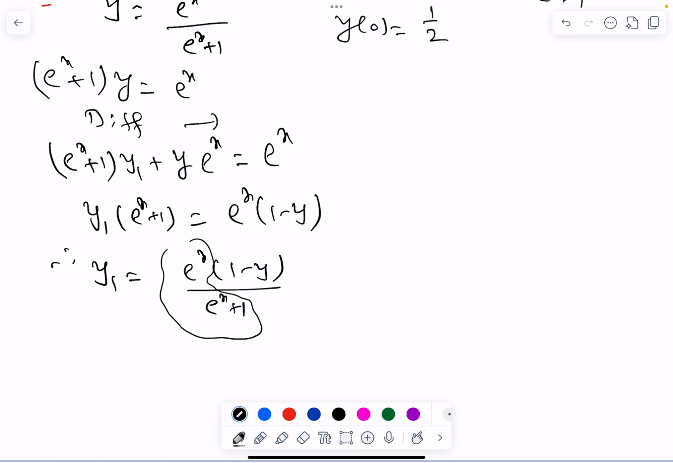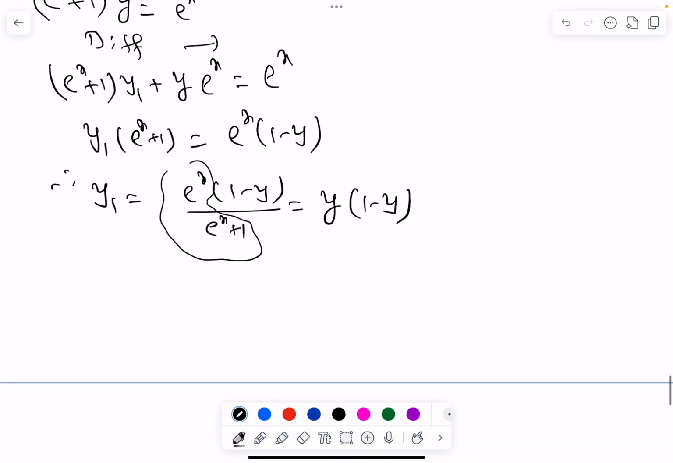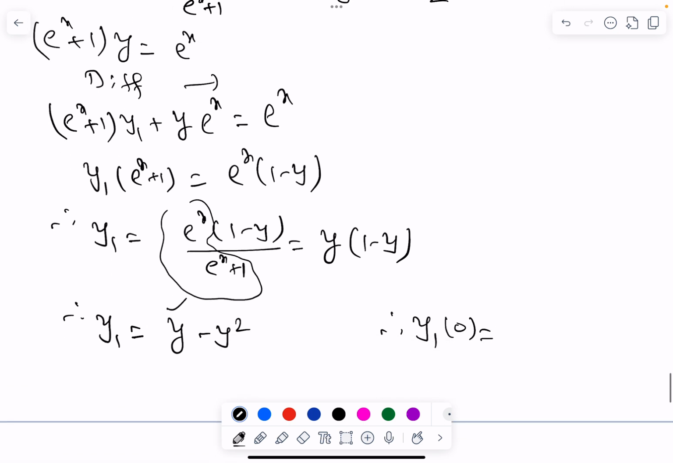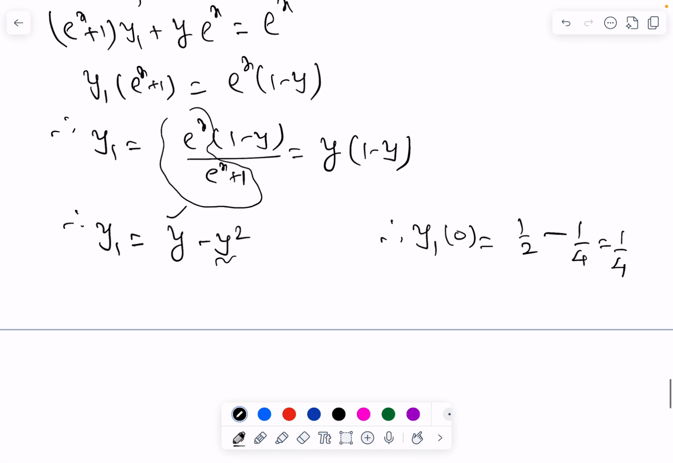But this e power x over e power x plus 1 is y. So this is y into 1 minus y. So basically y1 equal to y minus y square. And therefore y1 at 0 equal to y at 0, and y at 0 is 1 by 2, minus again y at 0 and its square, so 1 by 4. So that is equal to 1 by 4.